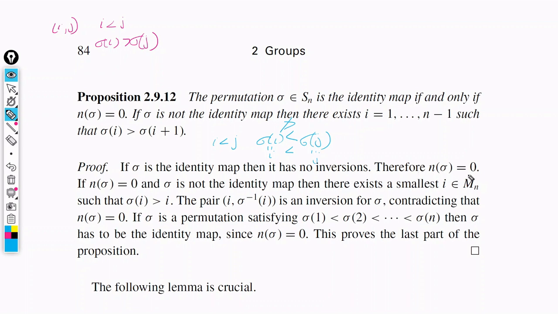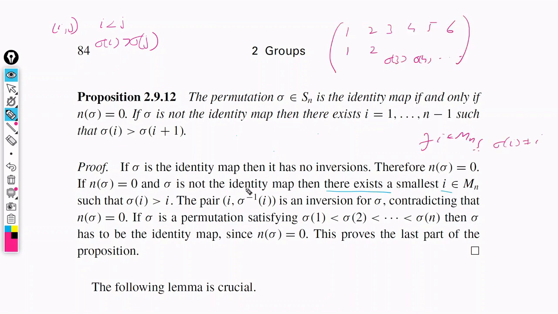Conversely, suppose n(sigma) equals 0. Then we have to show that sigma is an identity map. Suppose sigma is not the identity map. Since sigma is not the identity map, there exists i belonging to {1,...,n} such that sigma(i) is not equal to i. We consider the smallest such i. Then our claim is sigma(i) is greater than i. Why? Consider this example: suppose 1 maps to 1, 2 maps to 2, and suppose sigma(3) is not equal to 3. So this is the first such i.